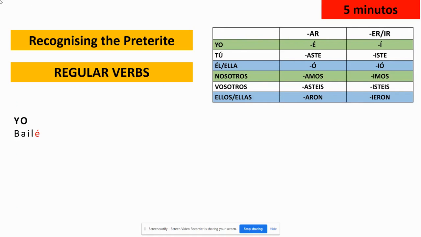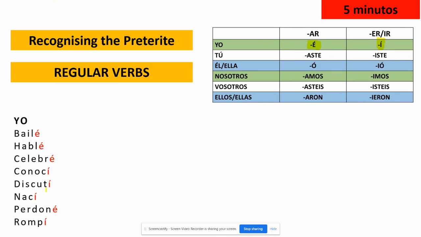So if we look at yo, bailé, it ends in the E with the accent. You know that if something ends with an E with an accent, it is from an AR verb, and it is the yo form. So bailé, hablé, same idea. Celebré, same idea. Conocí, it ends with I accent. If it ends in an I accent, it is an ER or an IR verb that is also in the yo form. Discutí, nací, perdoné, rompí. So any of these E accent or I accent ending verbs are all in the preterite tense, all to do with the yo form.